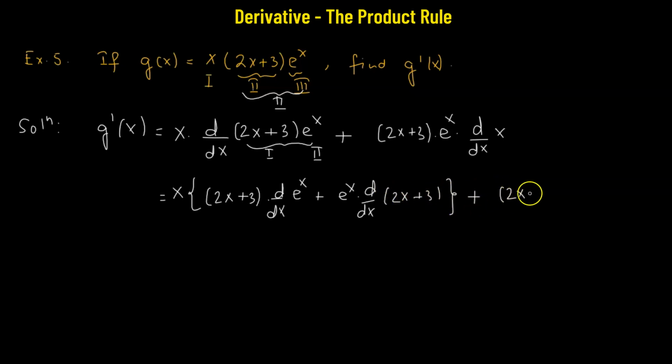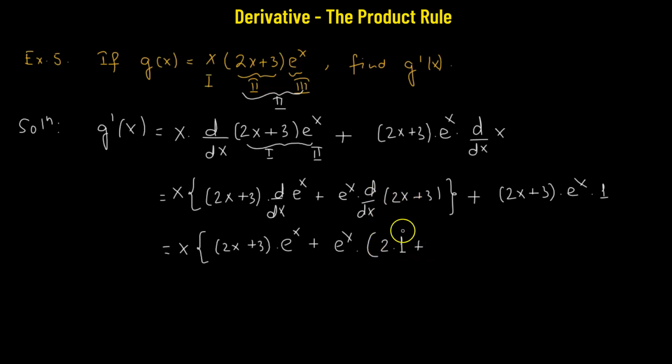Plus we have 2x plus 3 times e raised to the power of x and the derivative of x with respect to x, so that is 1. So we get x times 2x plus 3 times the derivative of the exponential function, which is the function itself, plus e raised to the power of x. So the derivative of 2x will give us 2 times the derivative of x with respect to x, which is 1, plus the derivative of a constant 3, which is going to be 0, plus 2x plus 3 times e raised to the power of x.